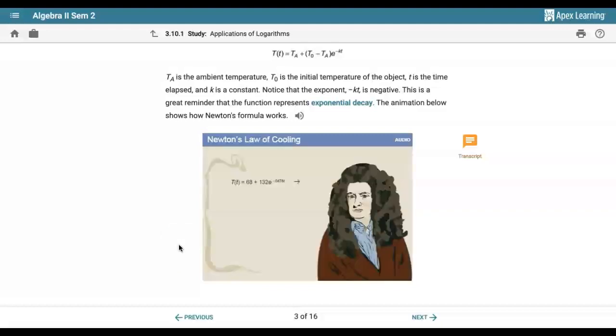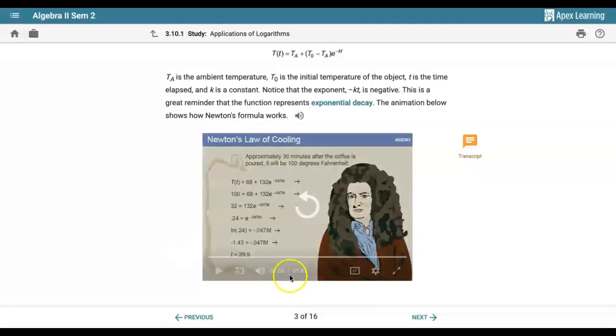Now that you know K, put that into Newton's law of cooling. Then, since you want to know what it is when T is 100, substitute 100 for T and solve for T. Approximately 30 minutes after the coffee is poured, it will be 100 degrees Fahrenheit. Okay, so again, that would be how we work this problem here.